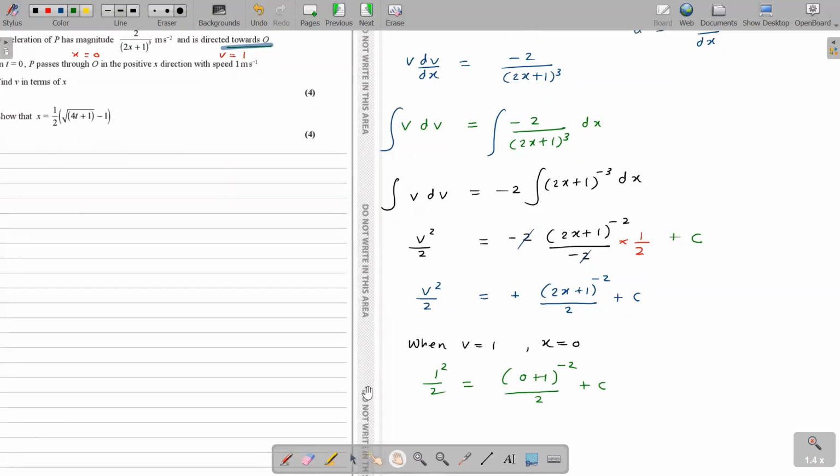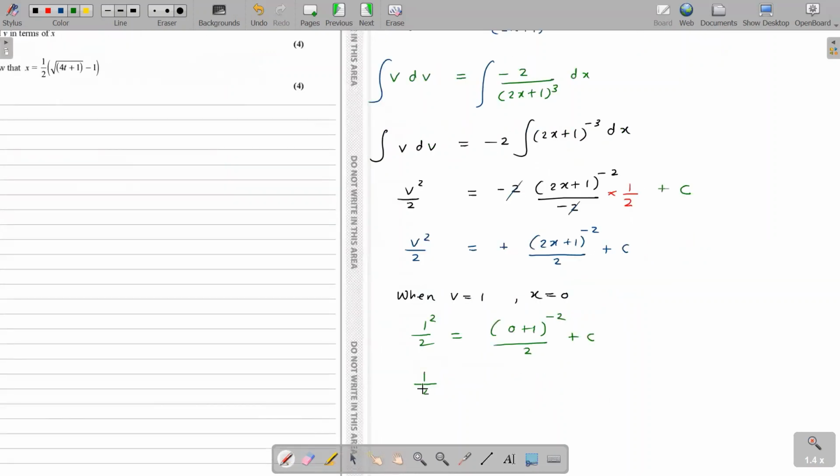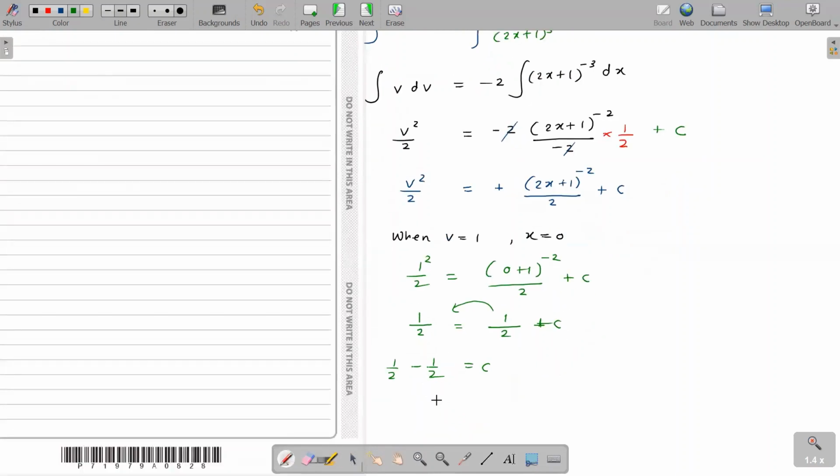So what do I get here? 1 over 2. 1 to the power minus 2 is 1, over 2, plus c. What do we get here? You know this half is going to the other side. Is the 2 going as a multiplication? No, right? It's the entire half. It should go to the other side as a minus half. So half minus half equals c, which gives me 0. C is 0. Is that okay?